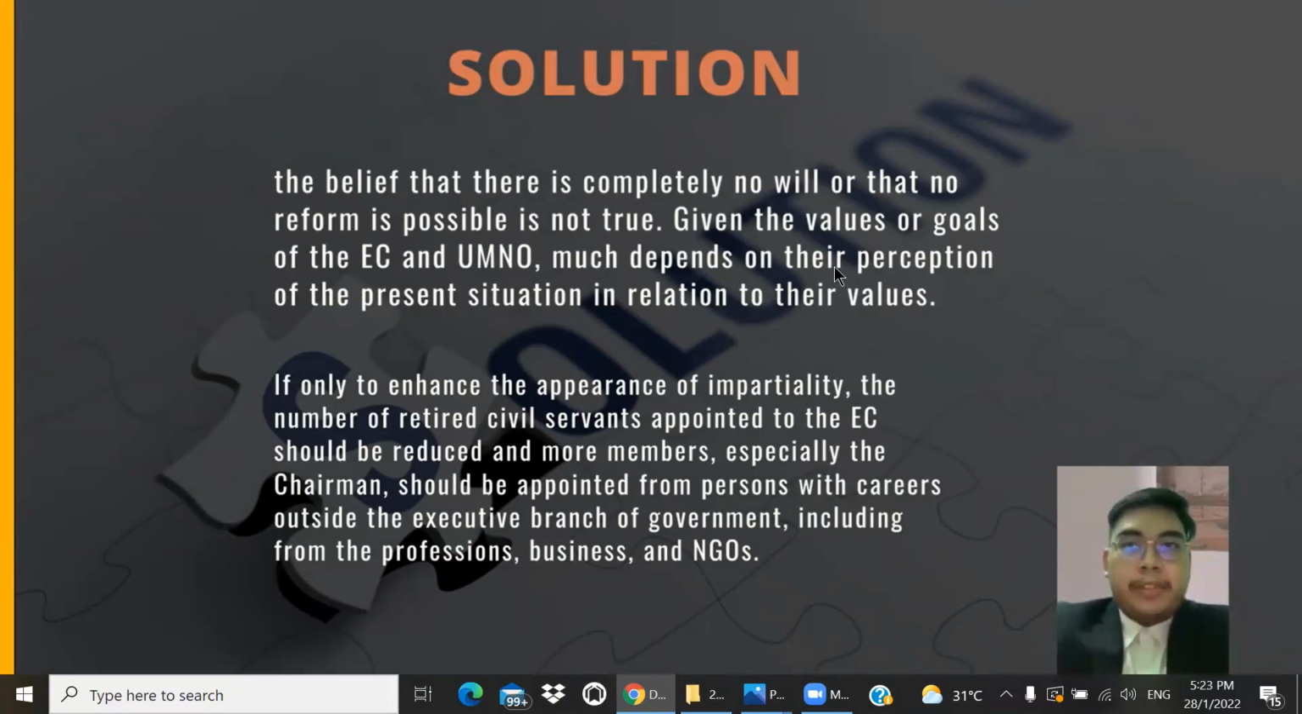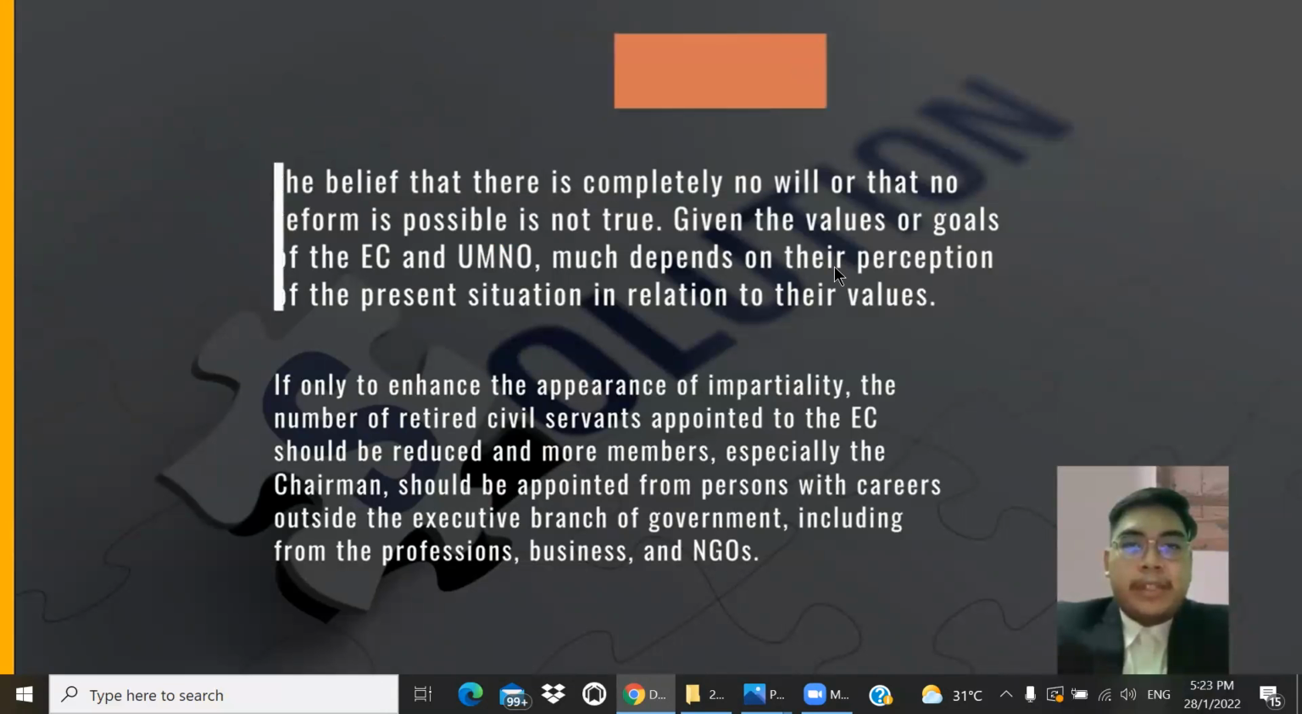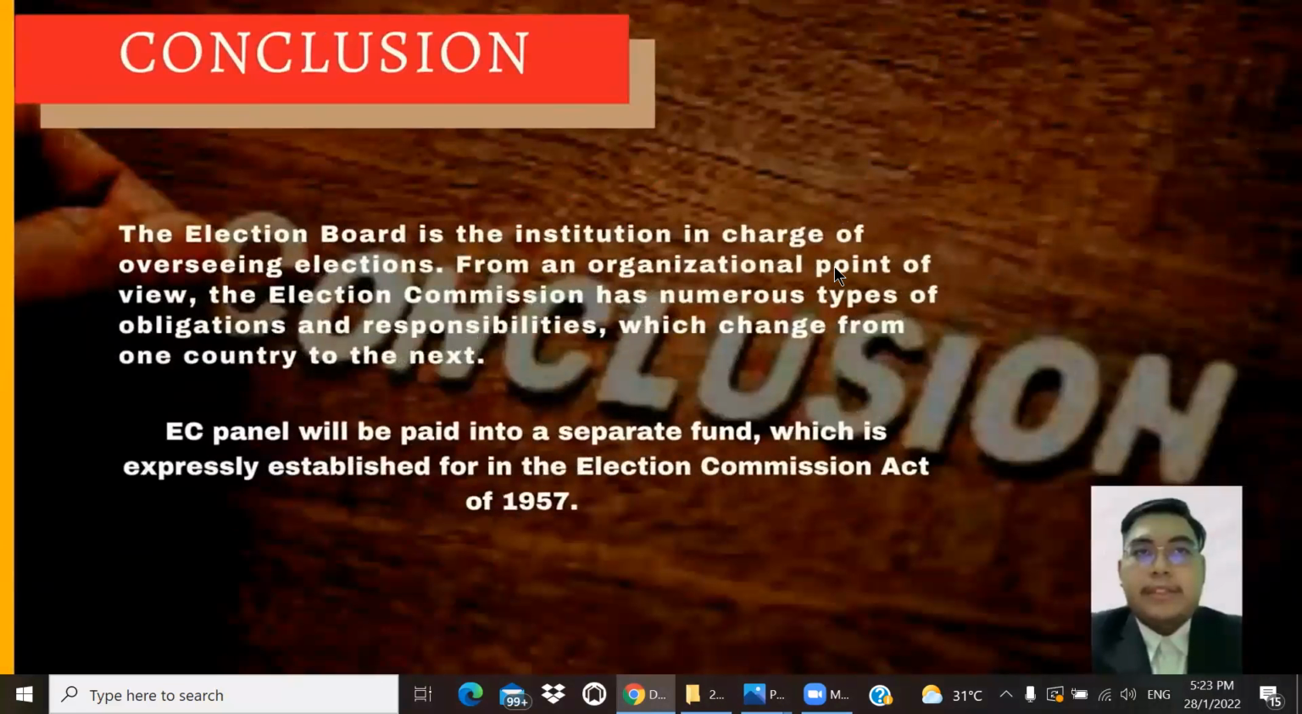Furthermore, the number of retired civil servants appointed to the EC should be reduced and more members, especially the chairman, should be appointed from persons with careers outside the executive branch of government. Appointment also requires attention to the knowledge, capability and dedication that a member would bring to the business of carrying out elections. Lastly, for the conclusion, the election board is the institution in charge of overseeing elections.